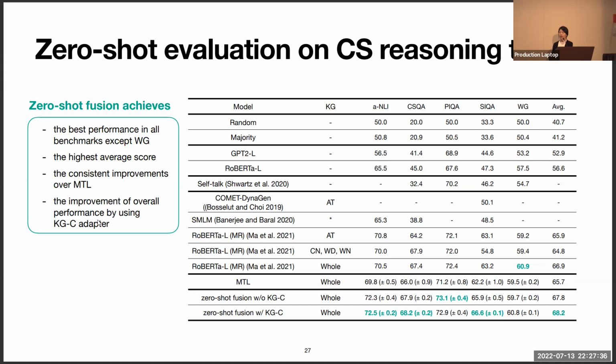So as a result, our zero-shot fusion achieves the best performance in all benchmarks except Winogrande, and it shows the highest average score. And also it shows consistent improvement over multitask learning, and especially the zero-shot fusion with KG classifier adapter shows the improvement in average score. These results imply that our framework helps to perform general commonsense reasoning, and the KG classifier helps our framework to generalize better.